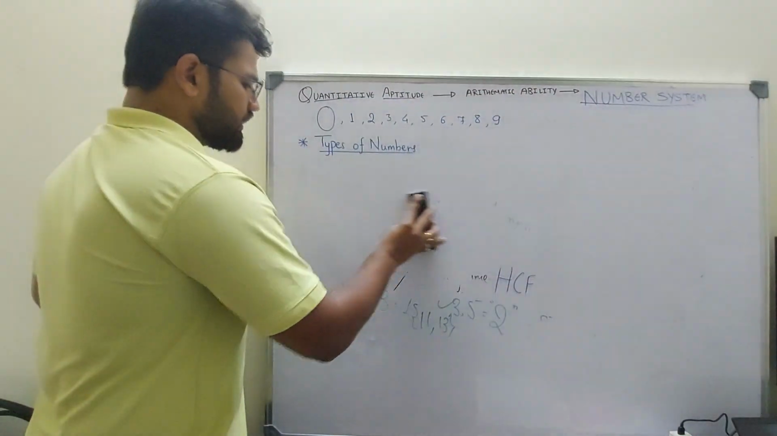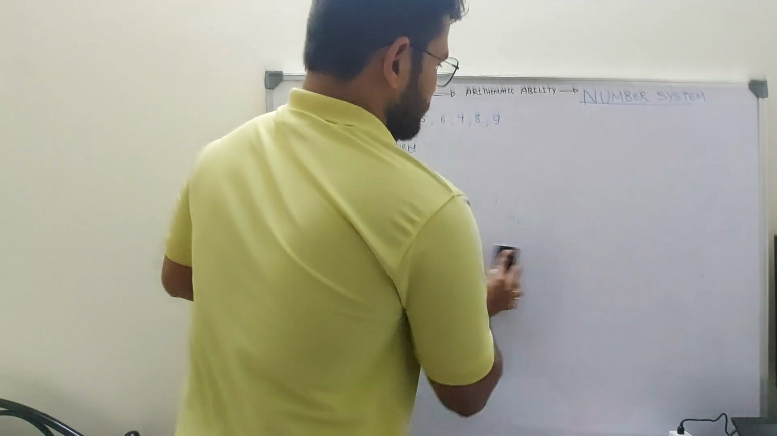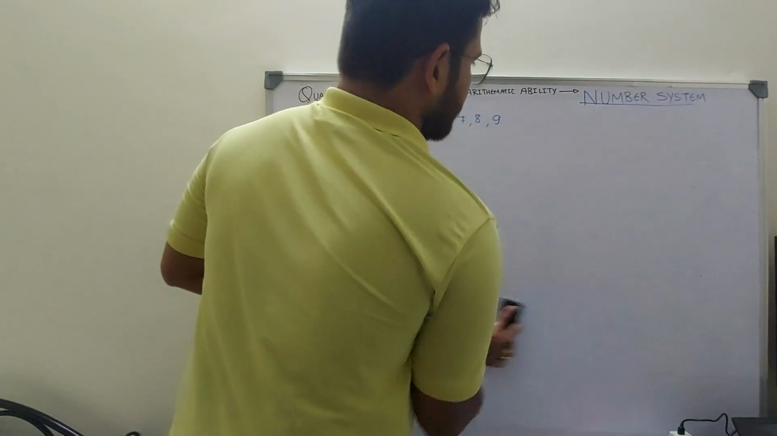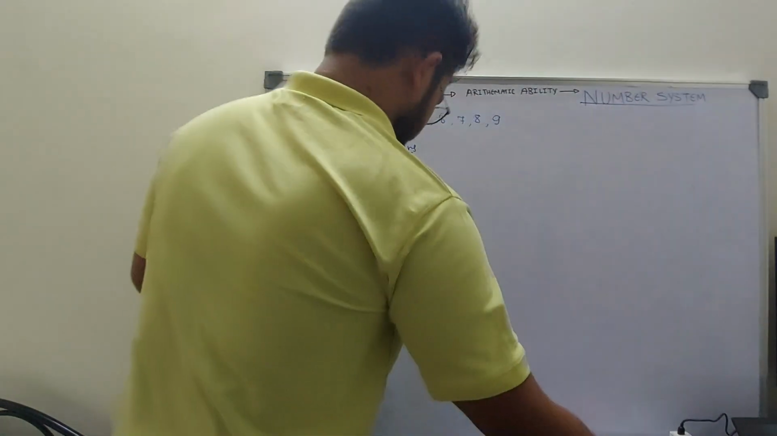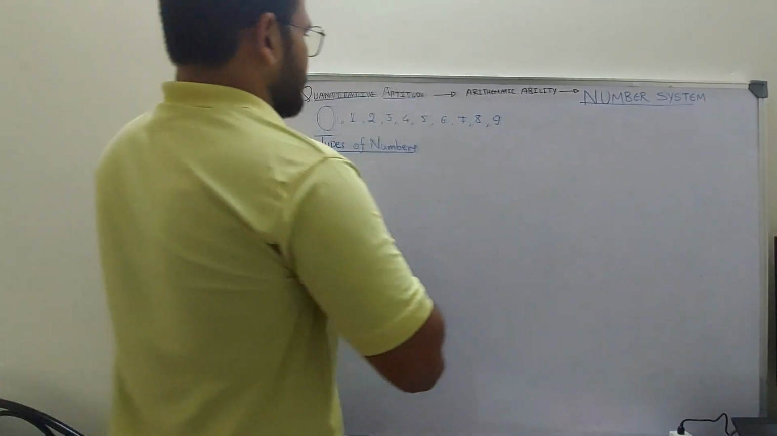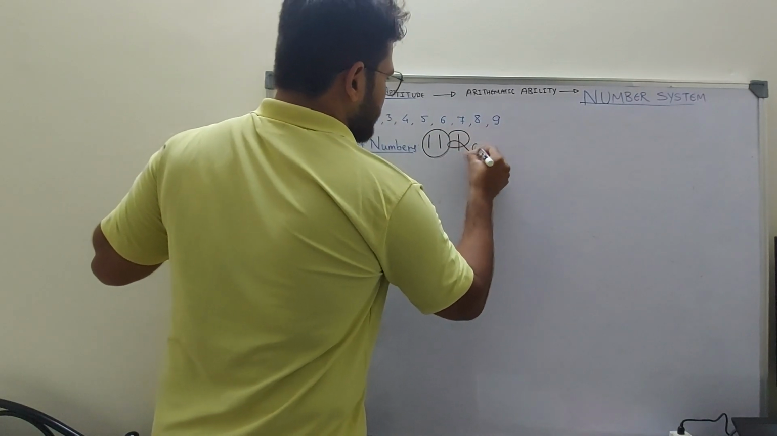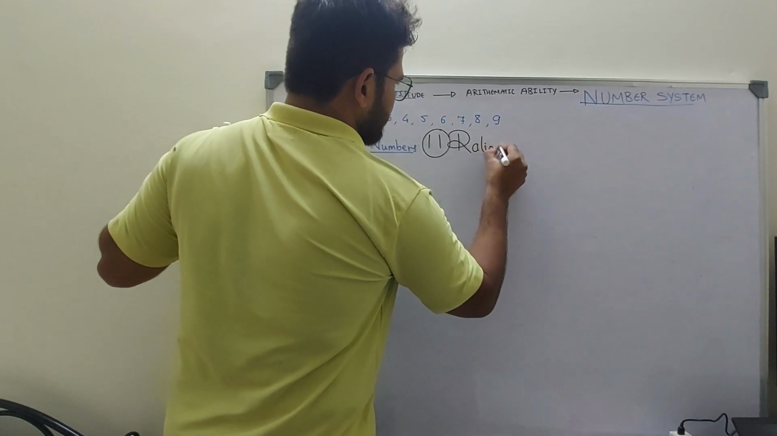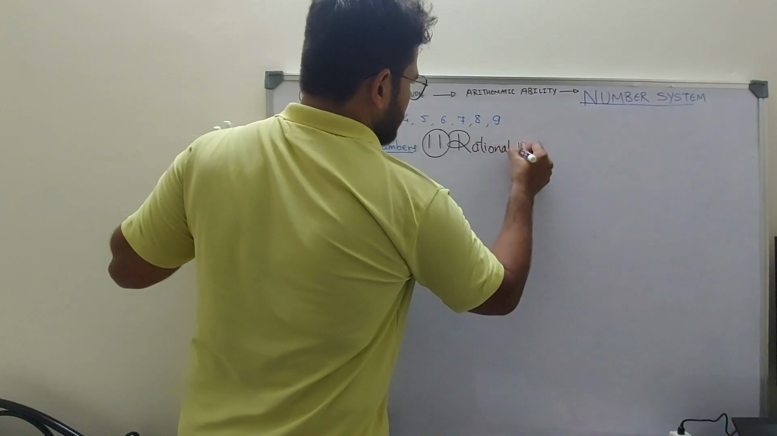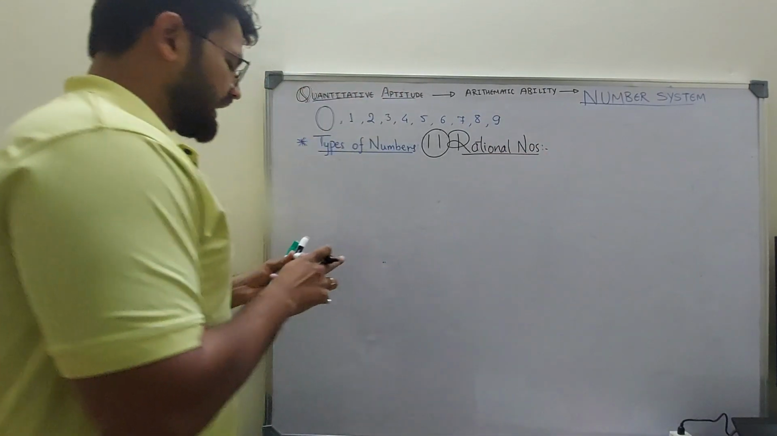So you might have heard of rational numbers. Yes, guys, rational numbers. Okay, so now we will study rational numbers. This is the 11th type of number, that is rational numbers. What are rational numbers?